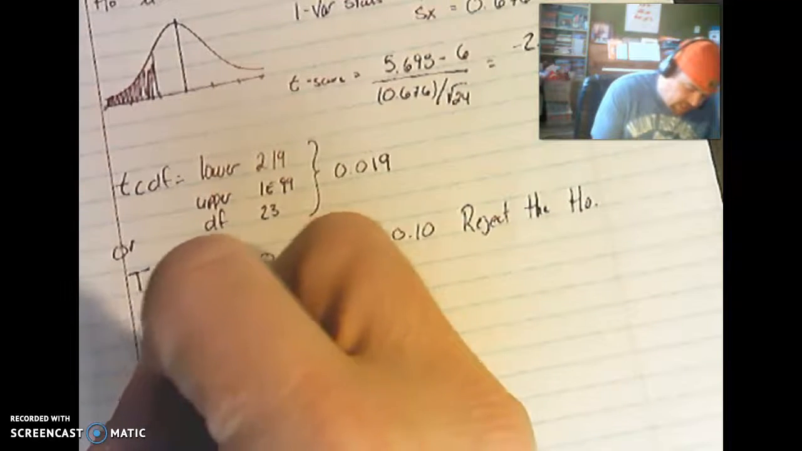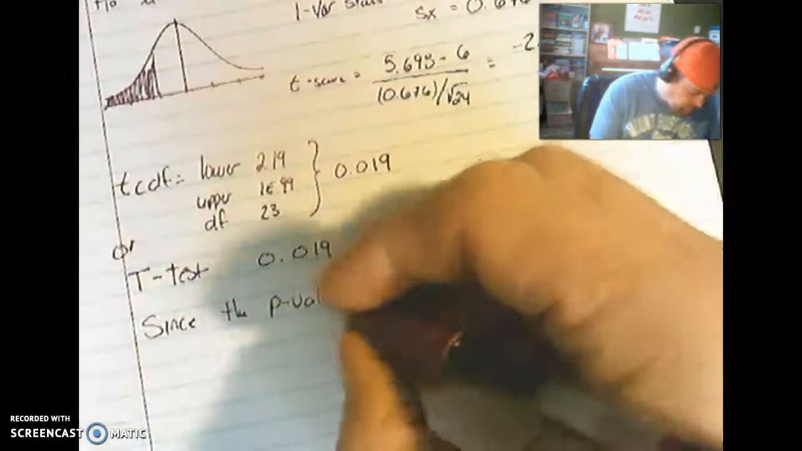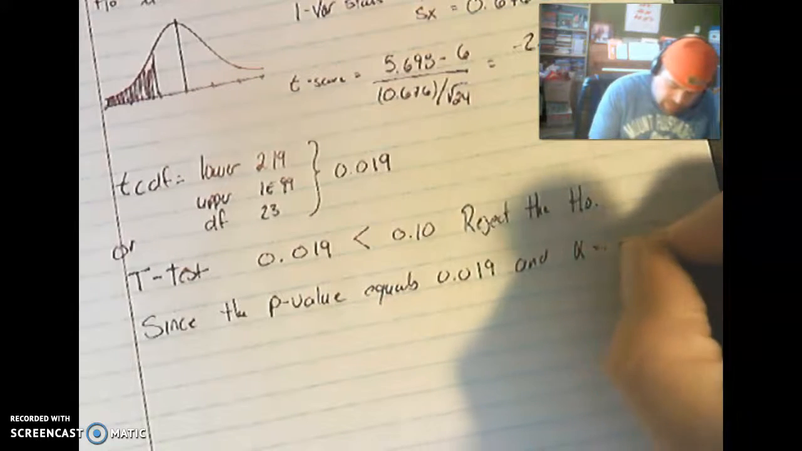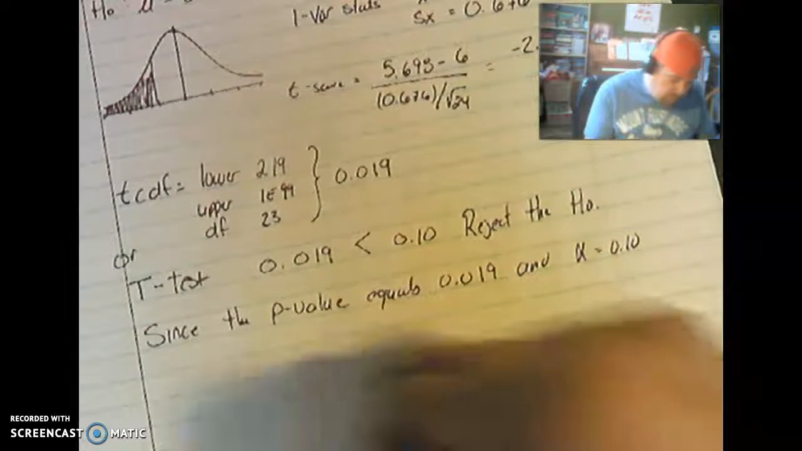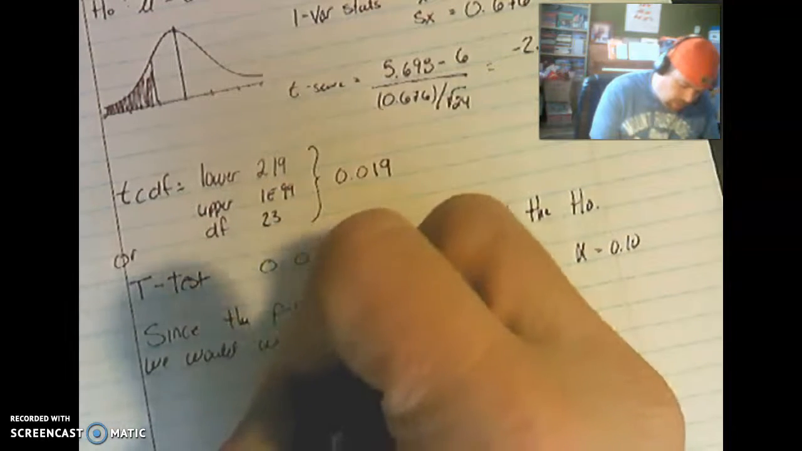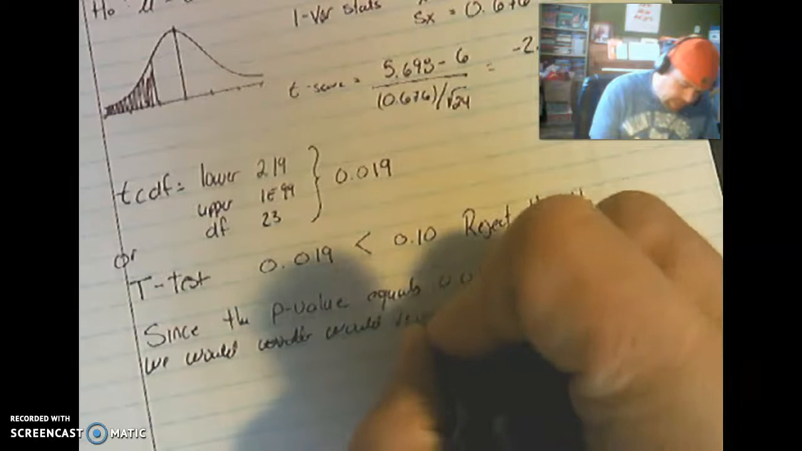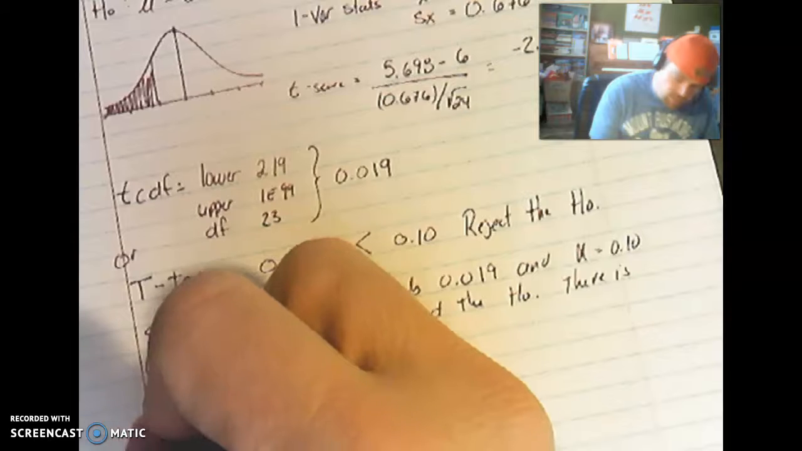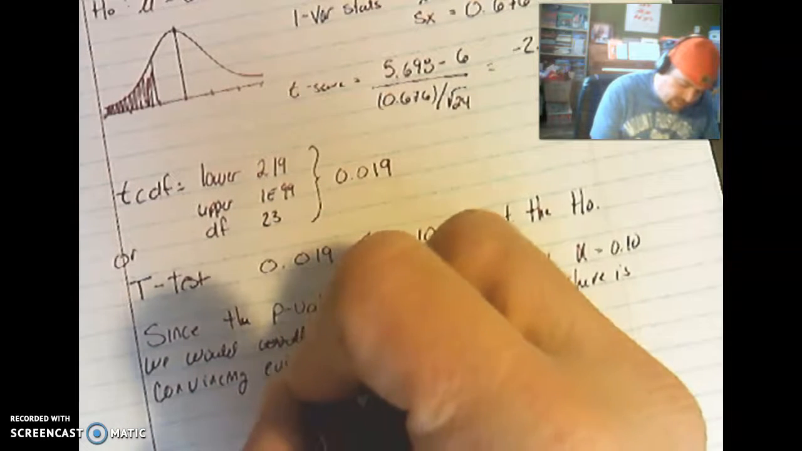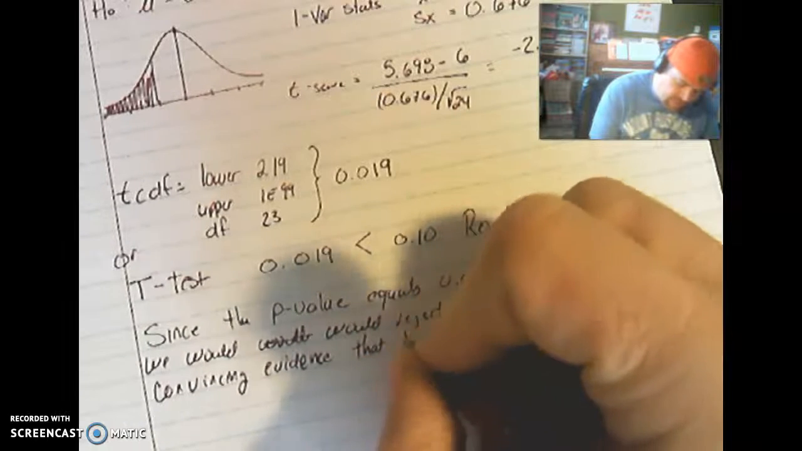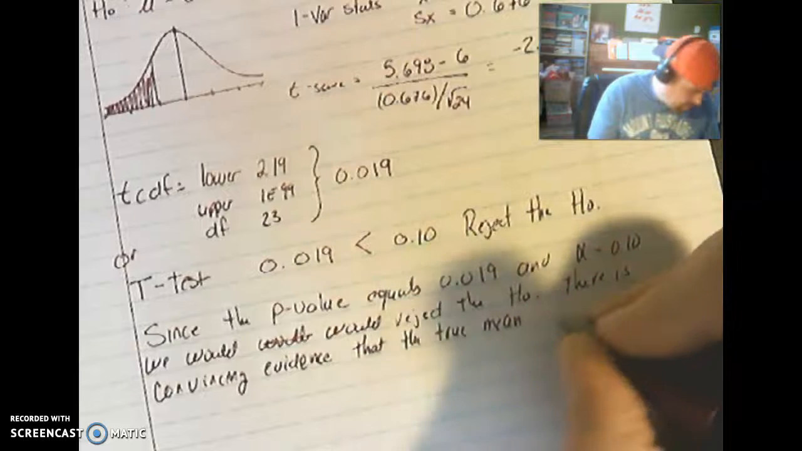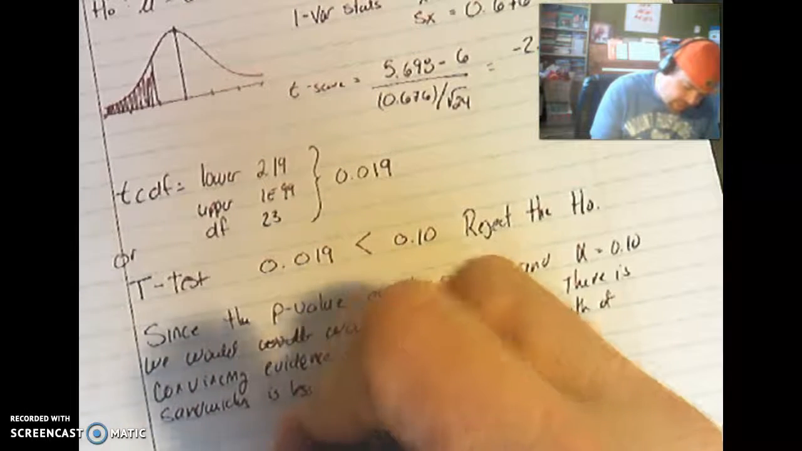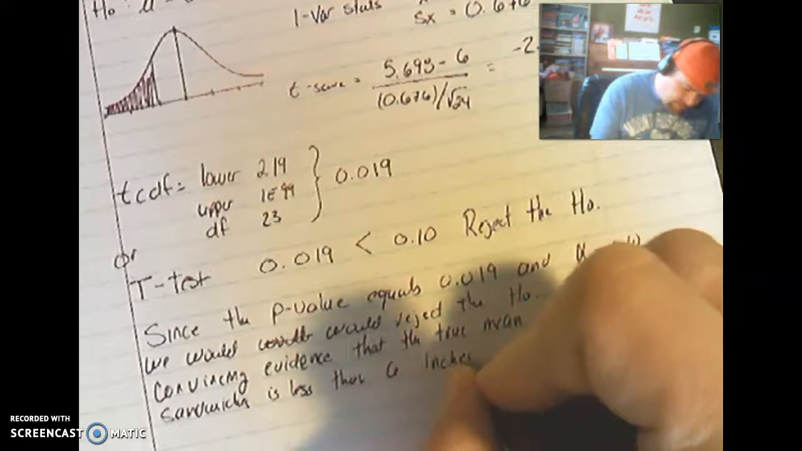Okay, so then I would say, since the p-value equals 0.019 and my significance level is 0.10, we would reject the null hypothesis, and I would say there is convincing evidence that the true mean length of sandwiches is less than 6 inches.